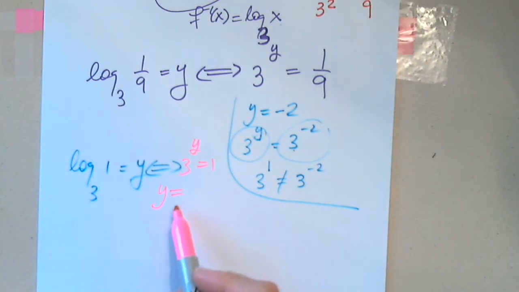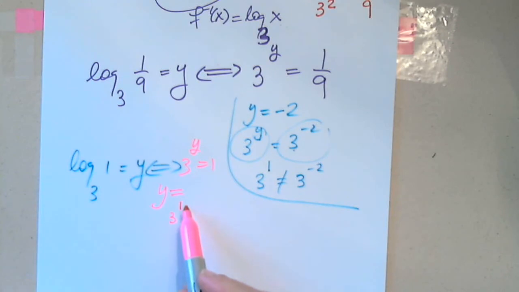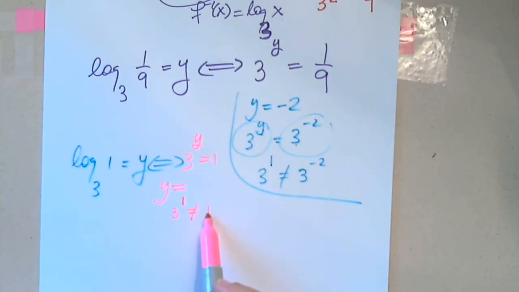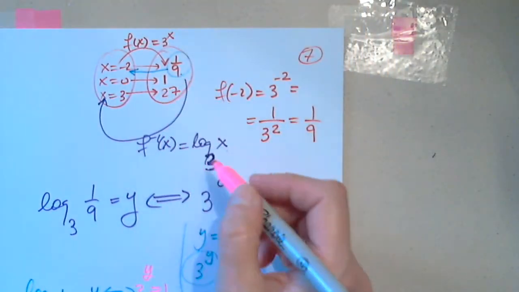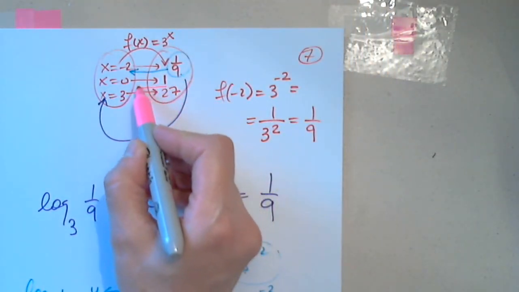3 to the... You understand that 3 to the first power cannot equal 1, so it must be 0. Is that okay? Okay. So then we apply log base 3 to 1 and we recover 0.